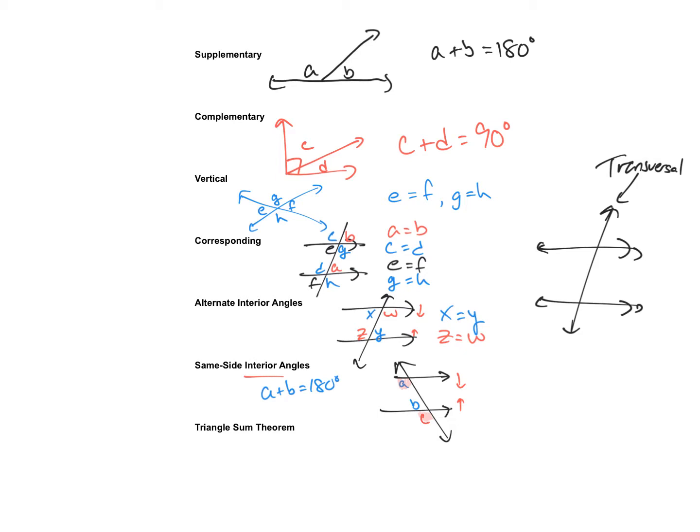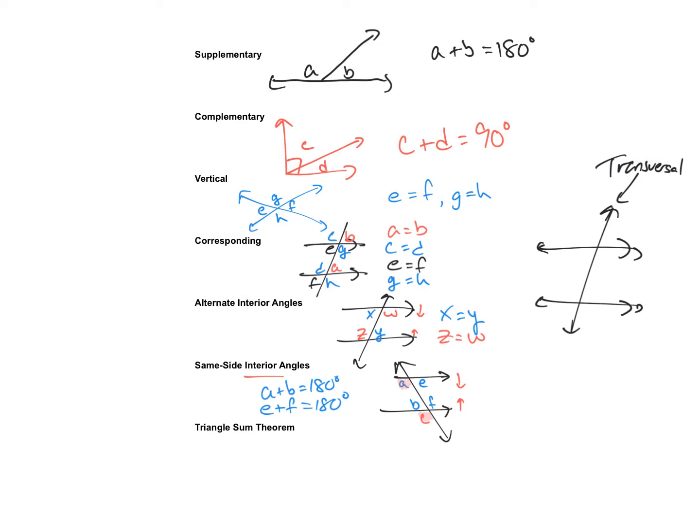And so since A equals C because of corresponding angles, then A and B add up to 180 by same side interior angles. And likewise, we're going to have angle E and angle F. Angle E and angle F are also same side interior angles. So E plus F equals 180 degrees.